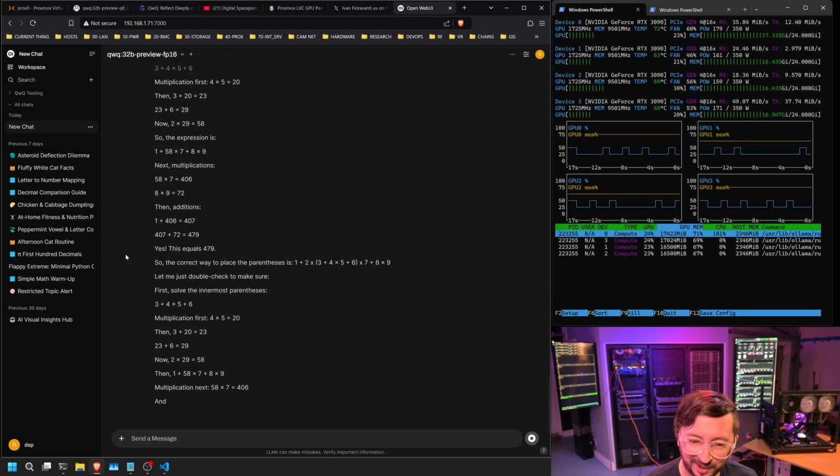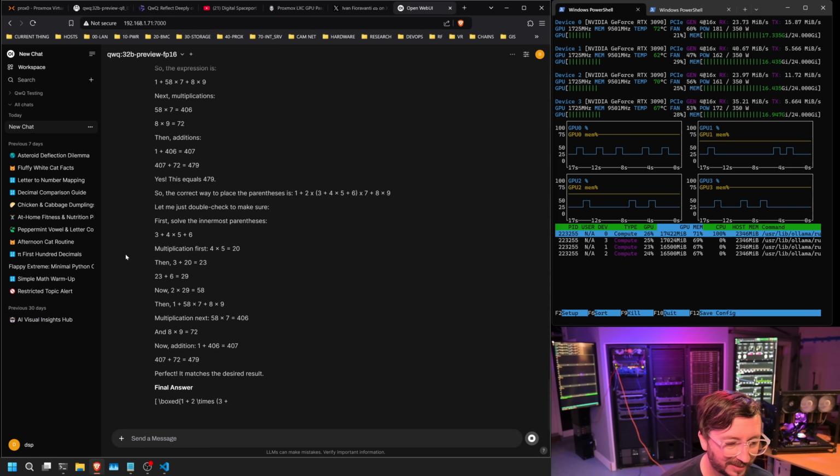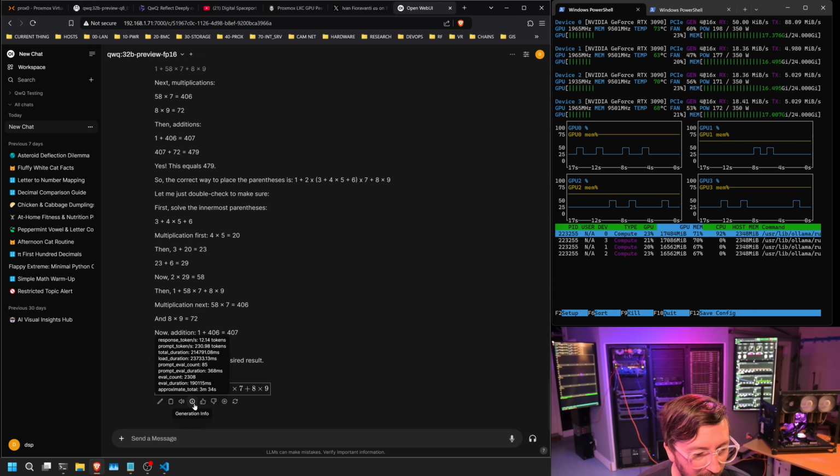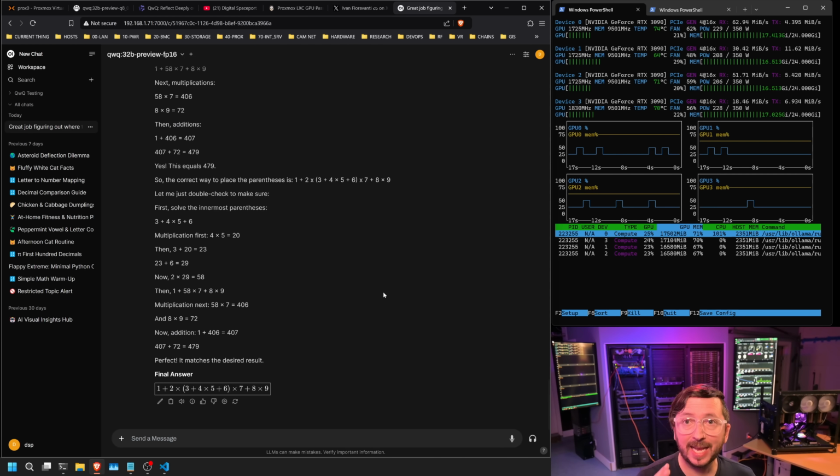Interesting, it's deciding to double check itself. All right, it did get it there. And the tokens per second were 12.14 tokens per second. And the total time was 3 minutes and 34 seconds for that. Now, as you can see, that is on quad 3090s.